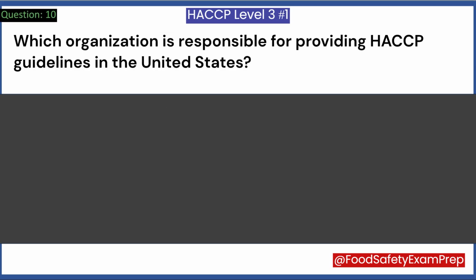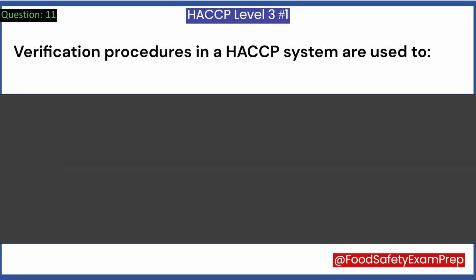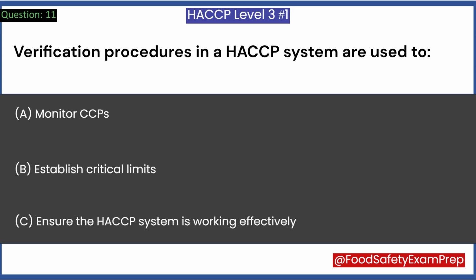Which organization is responsible for providing HACCP guidelines in the United States? A. FDA. B. USDA. C. CDC. Answer: A. FDA. Verification procedures in a HACCP system are used to A. Monitor CCPs. B. Establish critical limits. C. Ensure the HACCP system is working effectively. Answer: C. Ensure the HACCP system is working effectively.